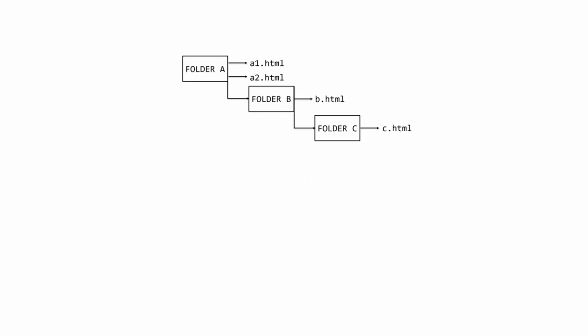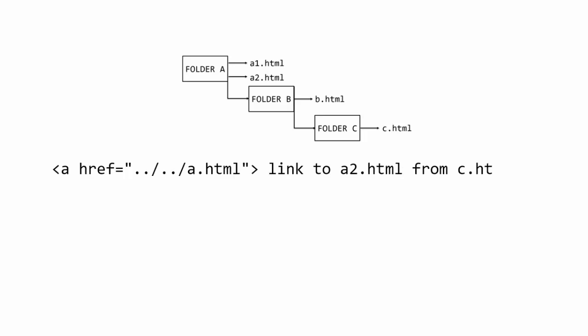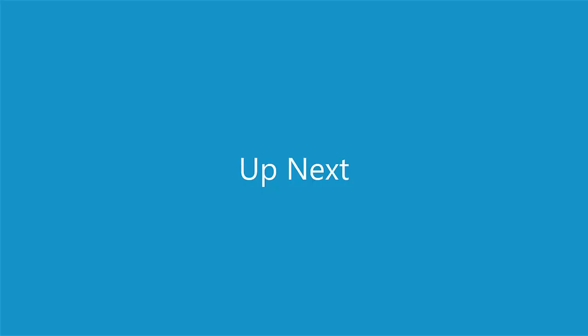For example, if you want to link a2.html from c.html, you will do it the following way. Note that from folder C, a2.html is two directories above, and therefore we have added two dots twice. Relative reference is shorter and it is also portable. In this chapter, we learned to add hyperlinks using absolute and relative reference, and also to use attributes for the first time. In the following lessons, we will learn about CSS.